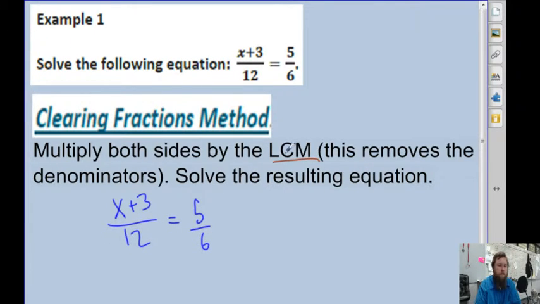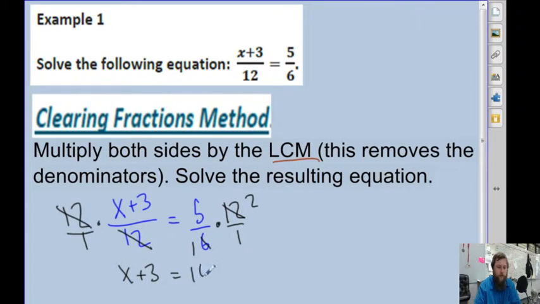The LCM is 12. I'm multiplying both sides by 12, so both sides of the equation. Not 12 over 12, just 12. As long as you do it on both sides of the equation, it's legal. So what's going to happen is these 12s are going to cancel right here, because that's like 12 over 1. And on the right-hand side, this 12 and 6 are going to reduce. That goes to 1. This goes to 2. So what I'm left with is x plus 3 equals 5 times 2, 10. And that looks familiar like last time, so x equals 7.